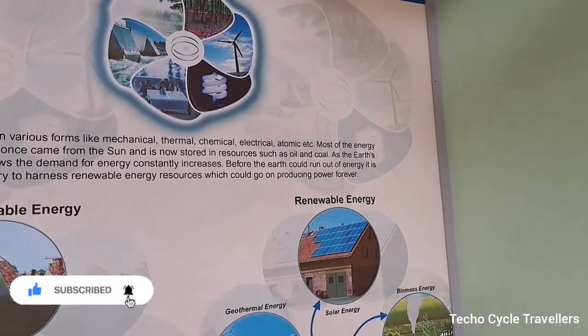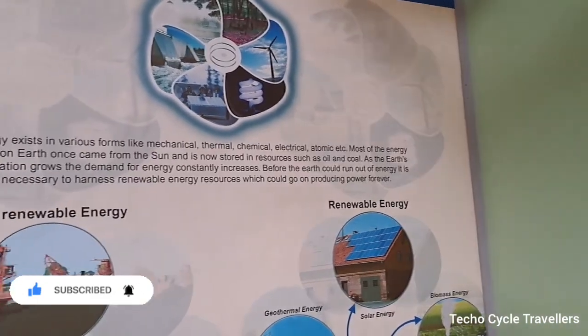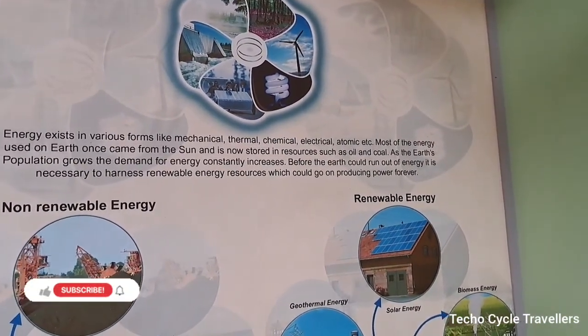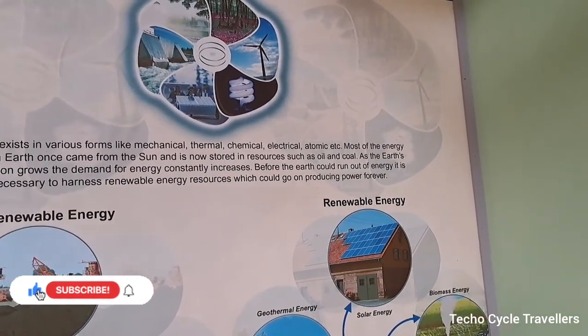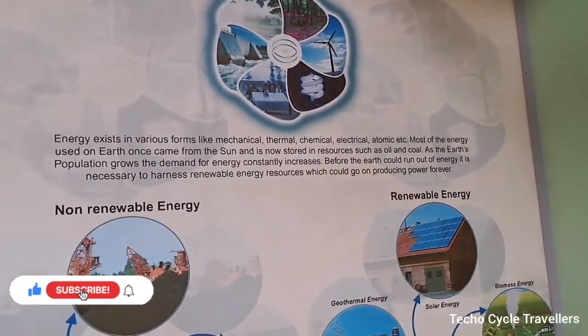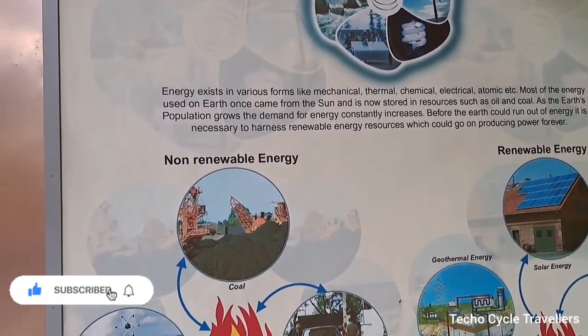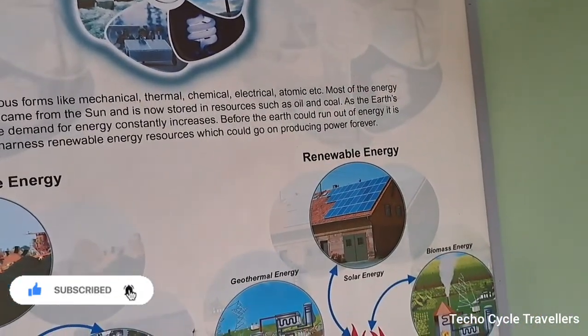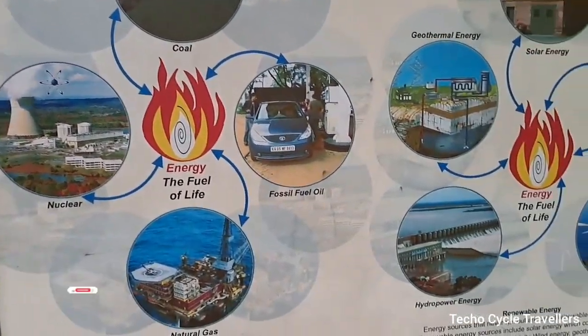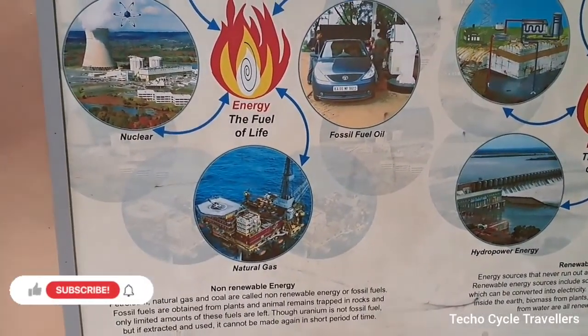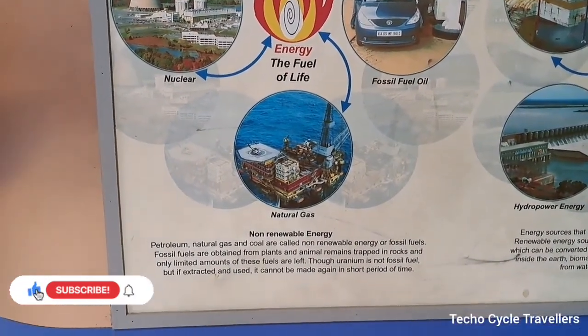Before the Earth could run out of energy, it is necessary to harness renewable energy resources which could go on producing power forever. Non-renewable energy. Renewable energy. Coal, nuclear, fossil fuel, oil, energy, the fuel of life, natural gas.